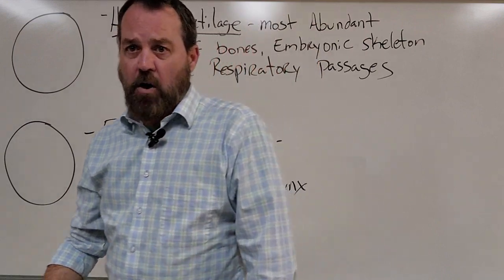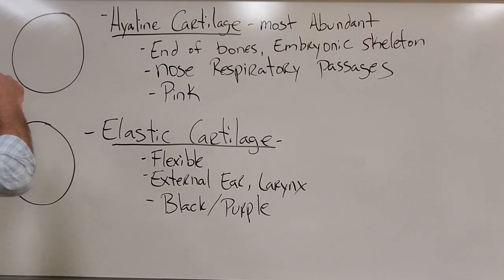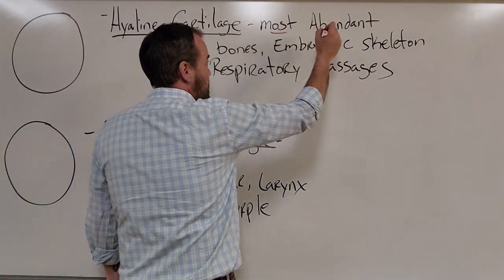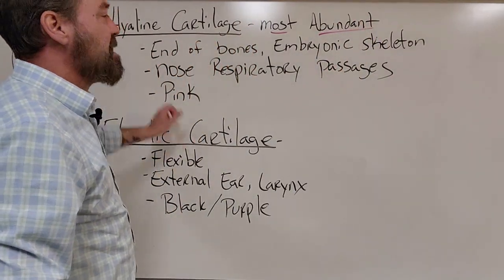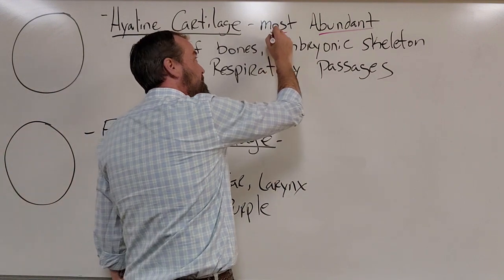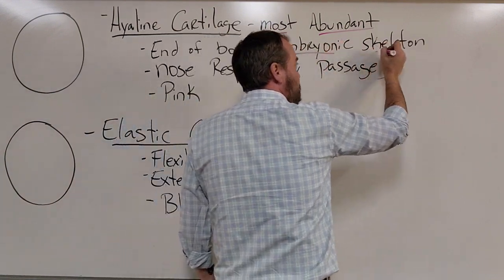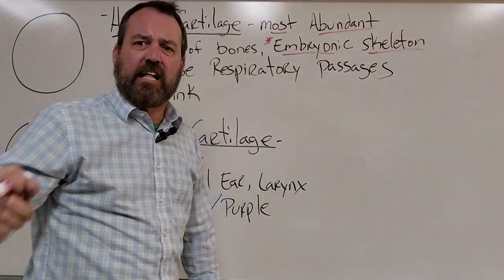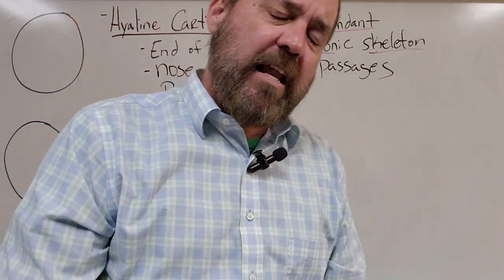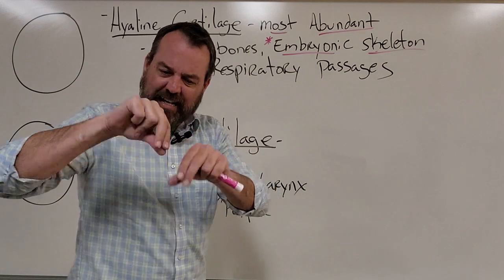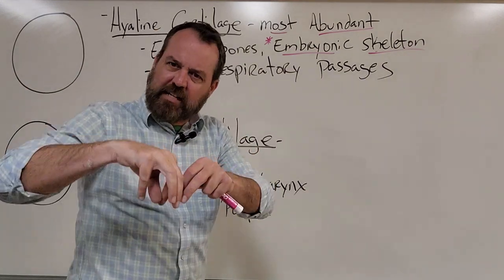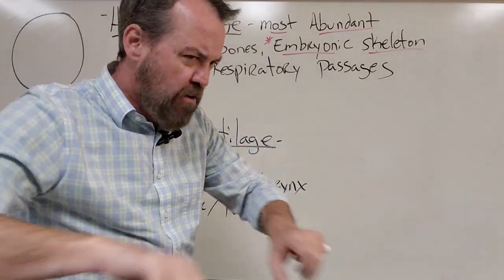So our first type of cartilage is hyaline cartilage. Hyaline cartilage is the most abundant. It is the most common type of cartilage that we're going to find in our bodies. We find it at the end of the bones and in the embryonic skeleton, which is key. I'm going to put a little star next to that, underline it, the embryonic skeleton. So in utero, as we develop, our bones get laid down as little pieces of cartilage that kind of form the model. Then bone cells move in on top of that and start spreading out from that center point.